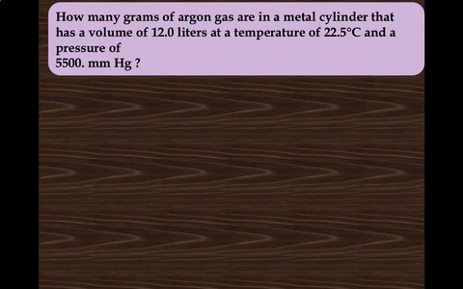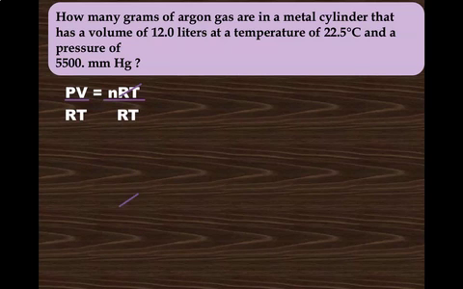Okay, let's look at another one. How many grams of argon gas are in a metal cylinder that has a volume of 12 liters, a temperature of 22.5, and a pressure of 5,500 millimeters of mercury? Okay, so we have our formula. We want to solve for moles first. It's asking how many grams, but if I get moles, I can get to grams.